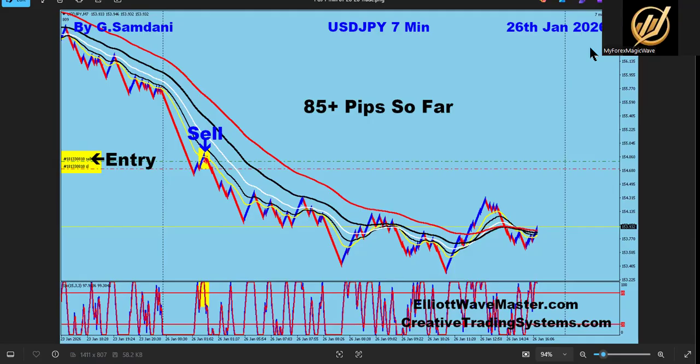So let's get started. This is the first trade, USD yen from the 7-minute chart. The entry was taken from the 7-minute chart by the CDS7 automated expert advisor robot, and it is for 85 pip.